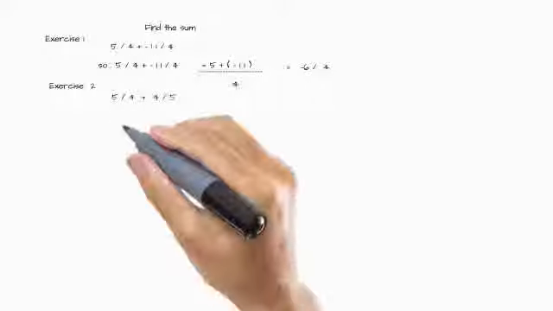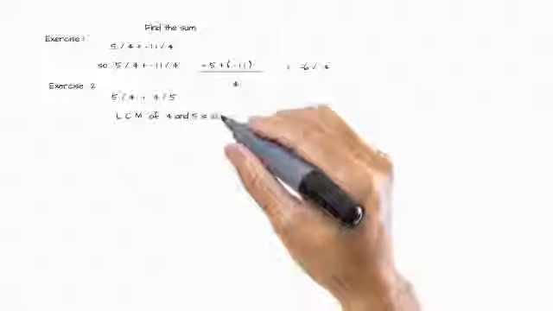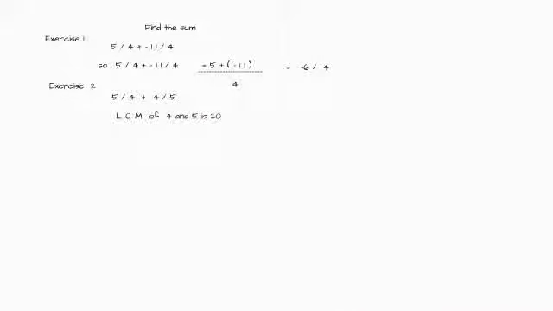Here the denominators are 4 and 5. The LCM of the denominators is 20. Everybody knows about LCM already, you learned it in the previous classes. Then the common multiple is 20, meaning 20 is the LCM of the denominators 4 and 5.